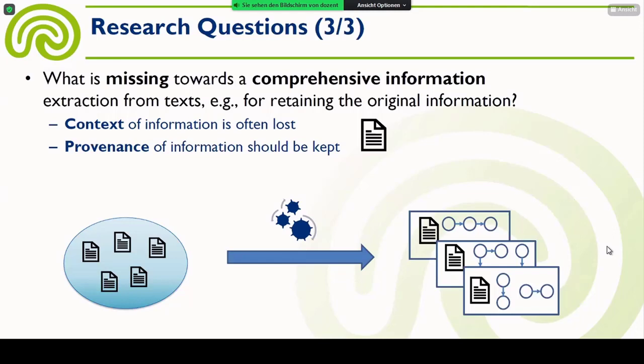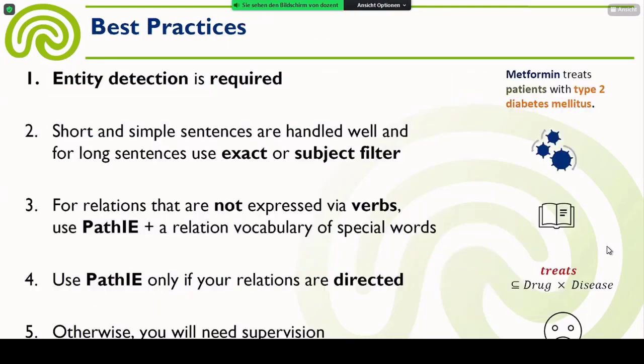What's missing? Like we argued in the talk on Tuesday, the context of information is very important today. If you extract a cause statement from a biomedical paper, you should be aware of the context conditions, and that is why we argue to keep the original paper information.